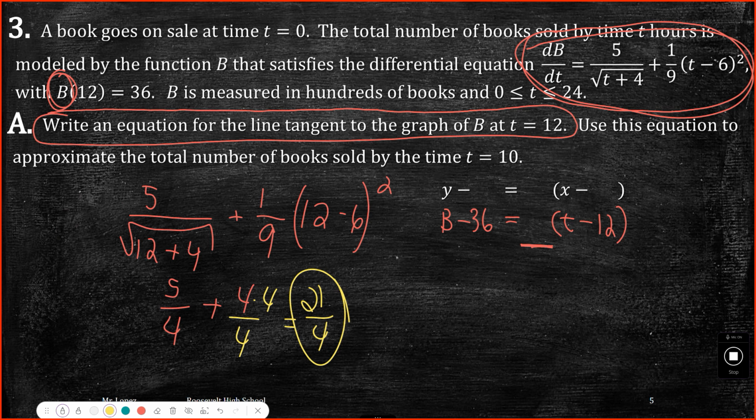So here's the rate of change, 21 over 4. So there's the equation. Write the equation for the line tangent to the graph of b at t equal to 12. So now let's use this equation to approximate the total number of books sold by the time t equals 10. We can use this equation to find b when t is 10. So plug in 10 for t and solve for b.